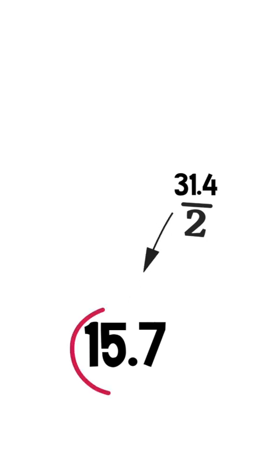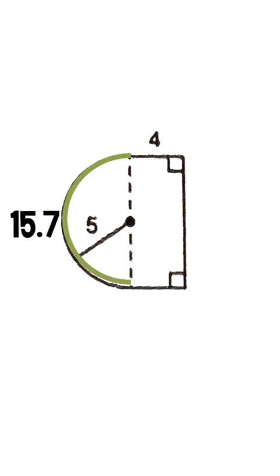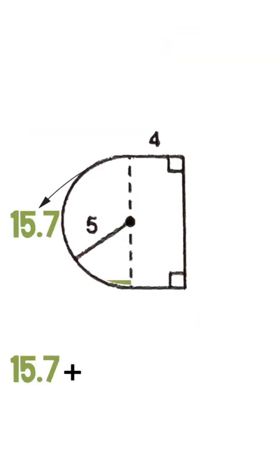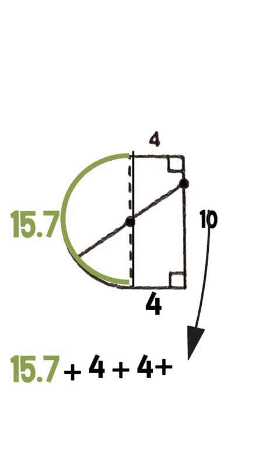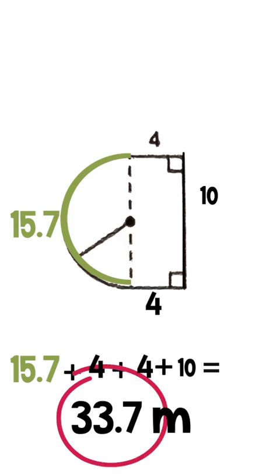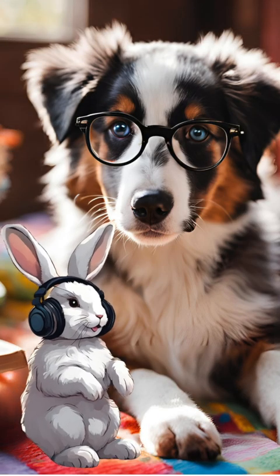Now we just need to label the dimensions on all the sides because we have all the sides now. Now we need to just find the perimeter, right? And how do we do that again? The perimeter is adding up all the sides. Correct. So 15.7 plus 4 plus 4 plus 10. So what's the perimeter of this shape? 33.7 meters.